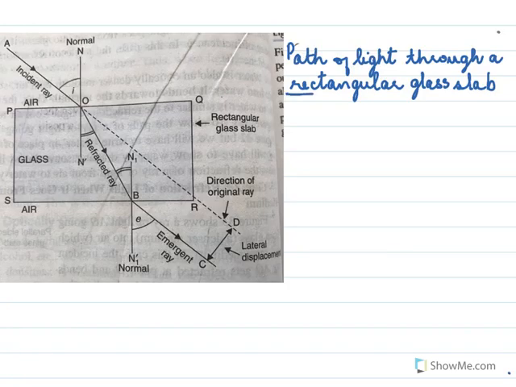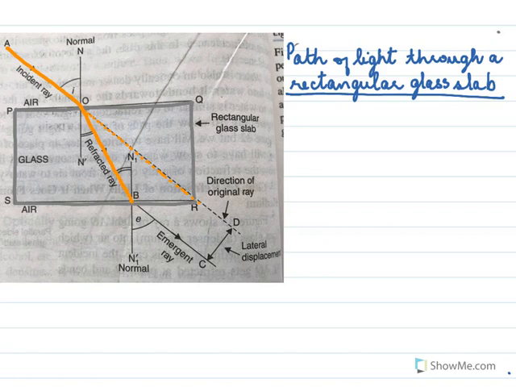We'll now follow the path of light through a rectangular glass slab. So here we have the glass slab, and remember glass is a denser medium. So the incident light, here is the incident ray. At this point it has come to an interface between air and glass. It would have normally traveled along the straight path, but here now it is going to bend towards the normal because it is entering a denser medium.